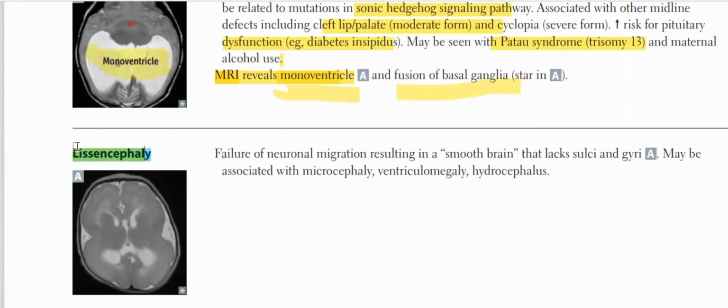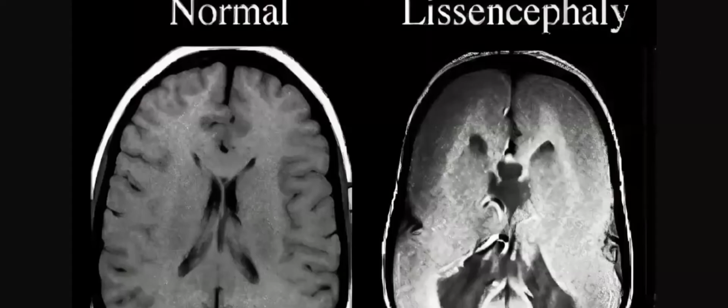And we will discuss Lissencephaly. The name represents smooth area, and this is mainly due to the failure of neuronal migration resulting in a smooth brain that lacks sulci and gyri. It may be associated with microcephaly and ventriculomegaly, and I will discuss it with you in this diagram.